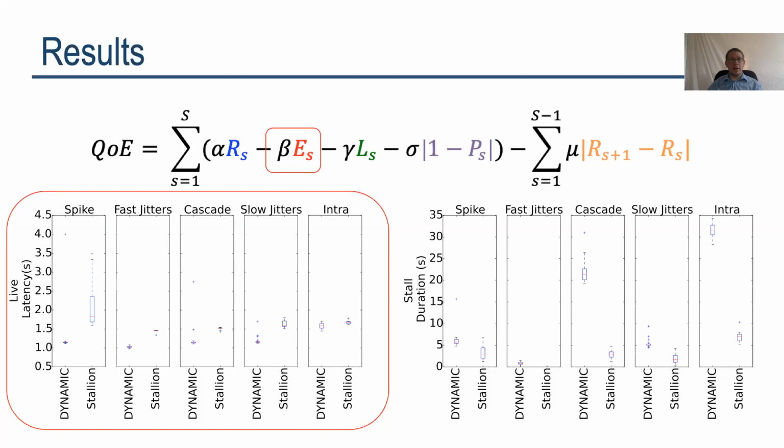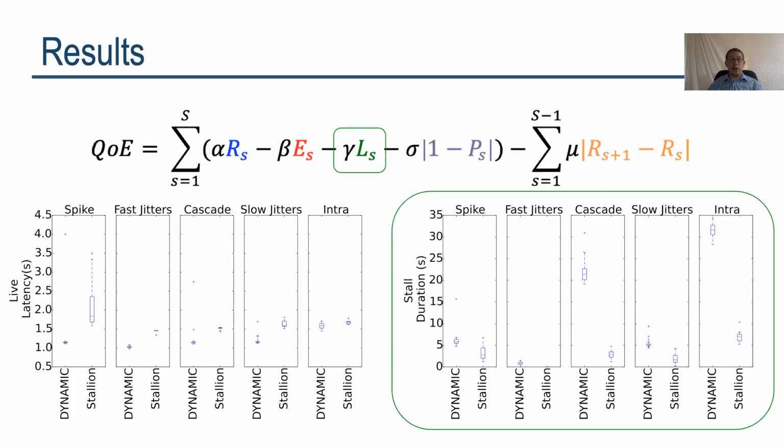For Dynamic, the target latency is set to 1 second, while it's set to 1.5 seconds for Stallion. This plot shows a performance improvement for Dynamic over Stallion, as it has a greater than 0.5 second live latency decrease. Stall duration is highlighted here in green.